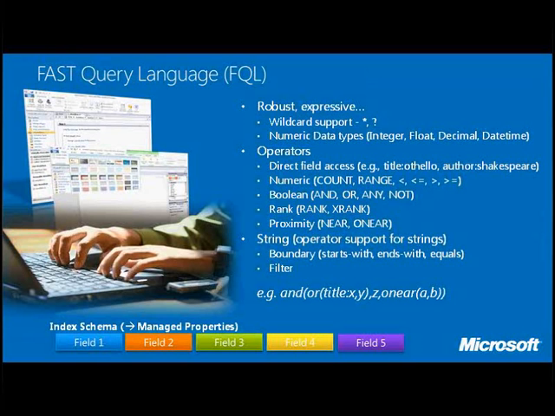Proximity, we have a near and an ordered near. That's what the ONEAR operators are. All of these things go into this example query that you have, where it says and or title colon X. So I'm looking for X in the title field or Y anywhere in the document.